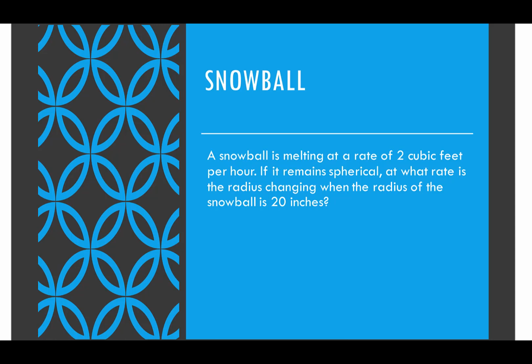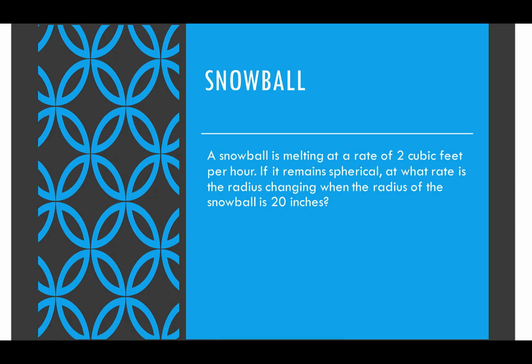A snowball is melting at a rate of 2 cubic feet per hour. Cubic feet. So that must mean we're dealing with volume, right? 3 dimensions, 2 dimensions area, 1 dimension, you just got a distance or a length. 3 dimensions, cubic feet. It means we're dealing with volume. So the snowball is melting at a rate of 2 cubic feet per hour.